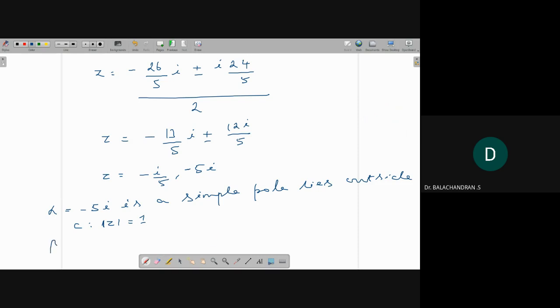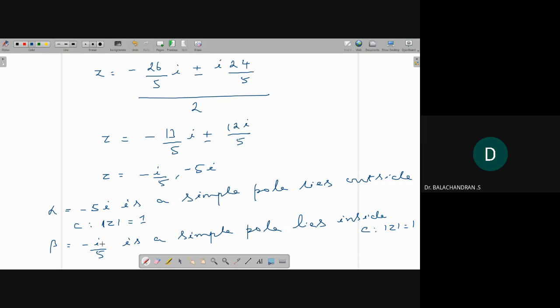And beta equal to minus i by 5. Minus i by 5 is a simple pole and lies inside mod z equal to 1. So again, if you take modulus, that is root of 1 by 25, that is 1 by 5. So 1 by 5 is less than 1. So that's the reason minus i by 5 lies inside the circle mod z equal to 1.